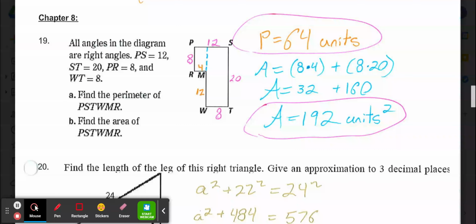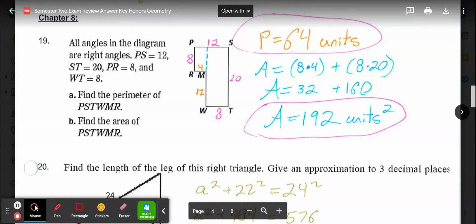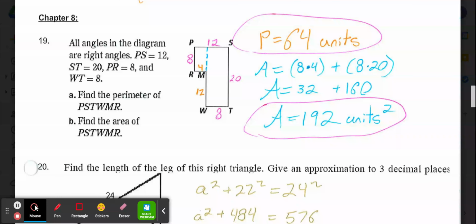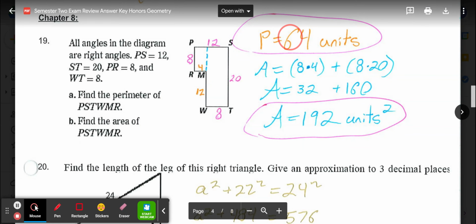Then, Chapter 8. So, Chapter 8, we're looking at some missing side lengths, ideas of area and perimeter. Looking at the diagram, all the angles are right angles. They gave us the side lengths. So I know my missing measurements for MW was 12, RM was 4. So perimeter, add up all the exterior, is 64 units.